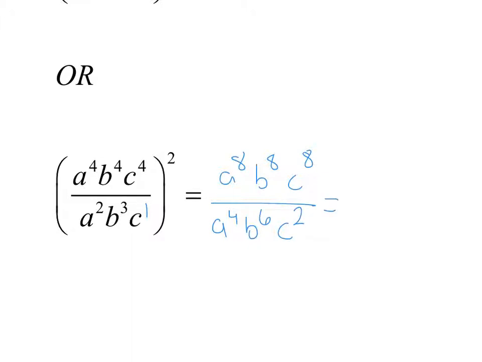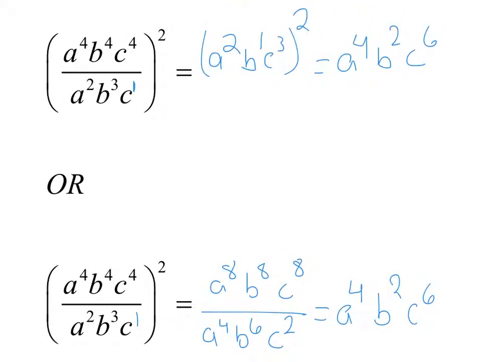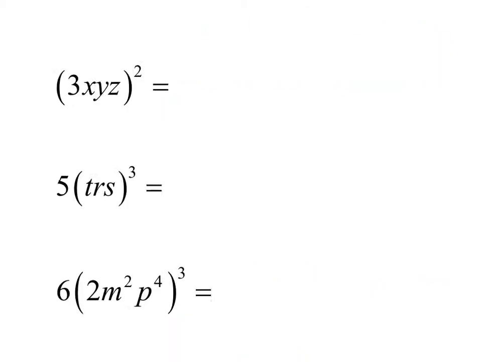Now, what's 8 minus 4? 4. What's 8 minus 6? 2. 8 minus 2, 6. So see, that's the same answer that we got up there. Okay, let's take a look at some more.